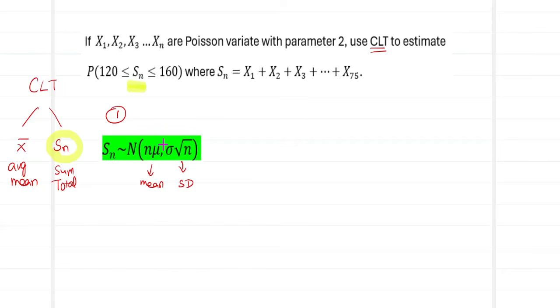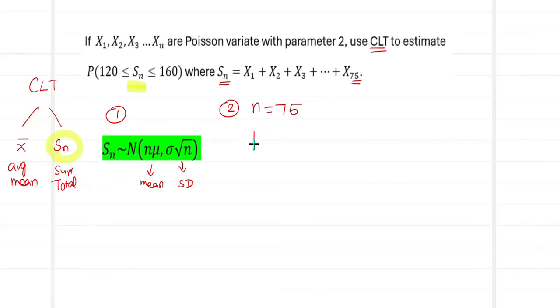Now the requirement for this formula is n, mu and sigma. So we will have to collect the data from the given question. What do we know about our n? I have been given Sn and X1, X2, X3 up to X75, which means my n is equal to 75. So the first quantity has been obtained.